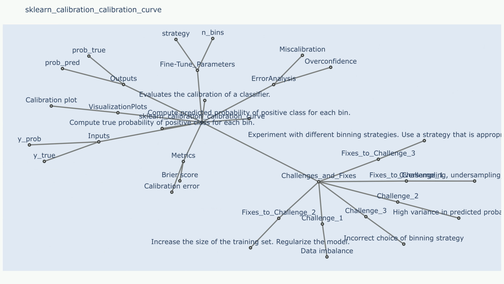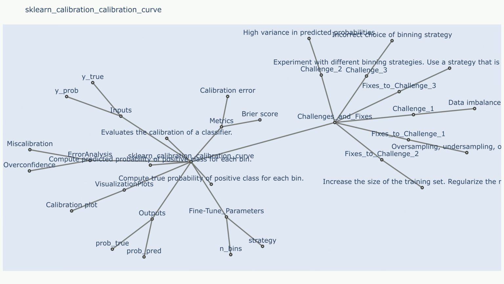Strategy. This optional argument allows you to specify the binning strategy. The default strategy, uniform, creates bins of equal width. Alternatively, you can choose quantile to create bins with an equal number of samples in each. Outputs. prob_true: this is a 1D array containing the average true probabilities for each bin. These represent the actual observed probabilities of positive samples within each bin.